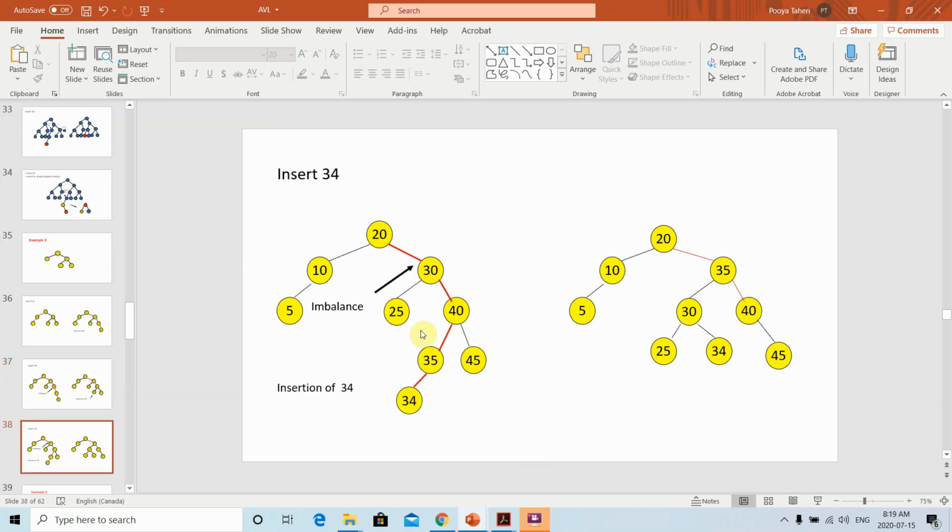Now insert 34. It's going to be inserted here. Balance factor 0, balance factor 1, balance factor 1, balance factor 1, minus 3. 1 minus 3. So this one loses its AVL property. What case is this? This is our pivot. From the path from the pivot to the newly inserted node, we go one right and then a left. So this is an RL rotation, a right-left rotation. Okay.